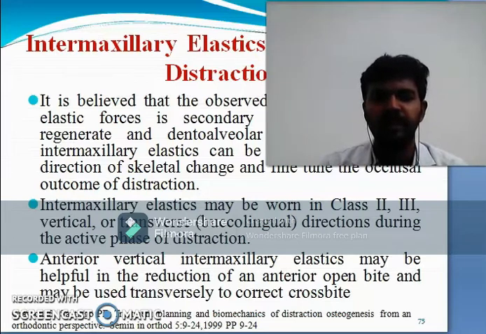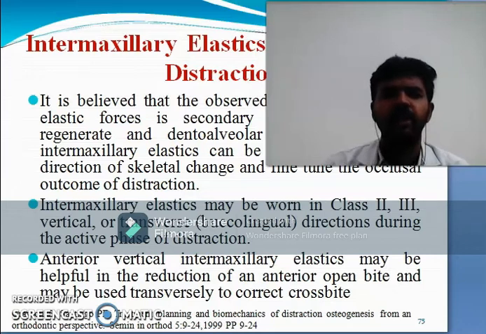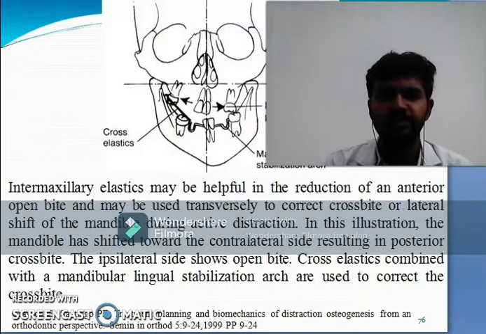Thus, intermaxillary elastics can be used to modify the direction of the skeletal changes and fine-tune the occlusal outcome of the distraction. Intermaxillary elastics may be worn in class 2 and class 3, vertical or transverse bicolingual directions during the active phase of distraction. Anterior vertical intermaxillary elastics may be helpful in the correction of anterior open bite and may be used transversely to correct the crossbite or lateral shift of the mandible during the active distraction.